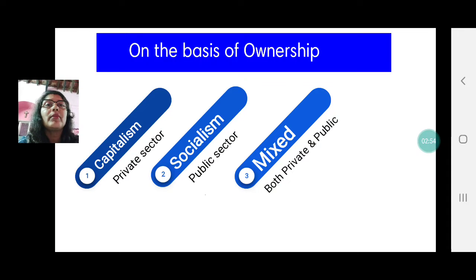And mixed economy is where certain industries are capitalist, that is in the hands of the private individual, and they are regulated by the government. So the public sector industries are there, but also the government has a little control over the capitalism. For example, the capitalists use the water resources, energy resources, electricity, roads, railways, etc. And in turn, the government gets tax from them.